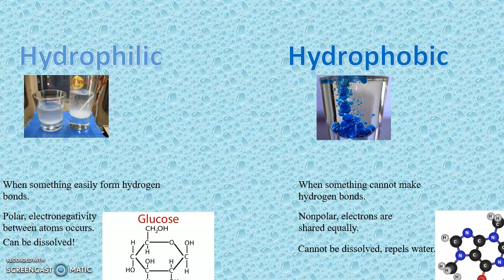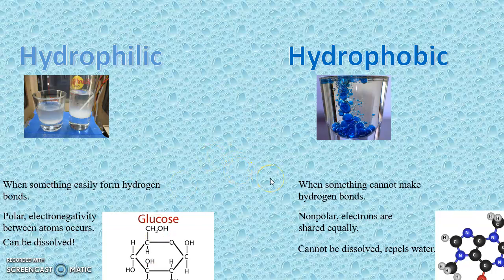It is known as polar because it has electronegativity between the atoms, which simply means there are positive ends and negative ends. And typically hydrogen will be attracted to oxygen. Right here I have an example of glucose in its molecular form. You see there's hydrogen and there's oxygen, and so that allows it to be easily formed with water.